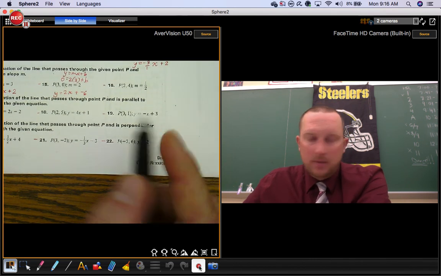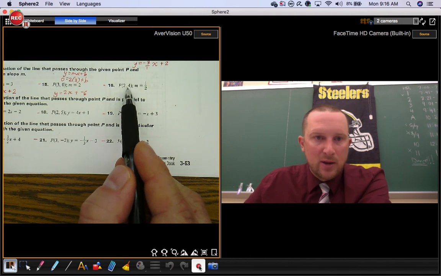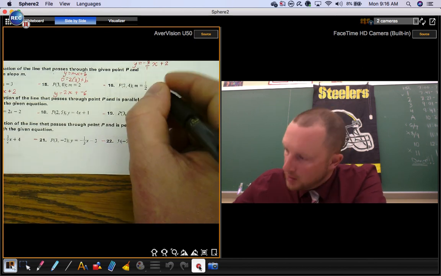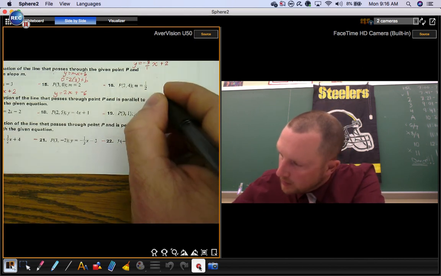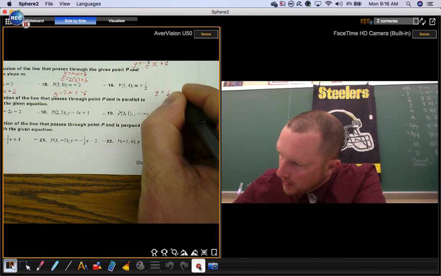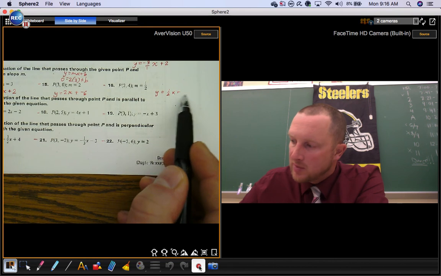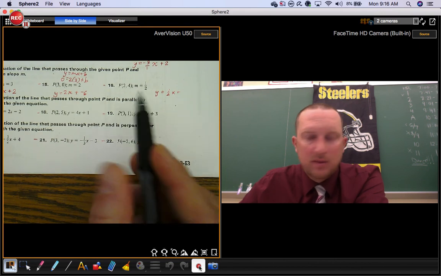Number 16, same thing. Look at your ordered pair. Is that a y-intercept? It's not. The x value is not 0. So here's your answer. y equals 1/2 x plus something else. My slope is 1/2. The y-intercept I don't know, but I'm going to find it.